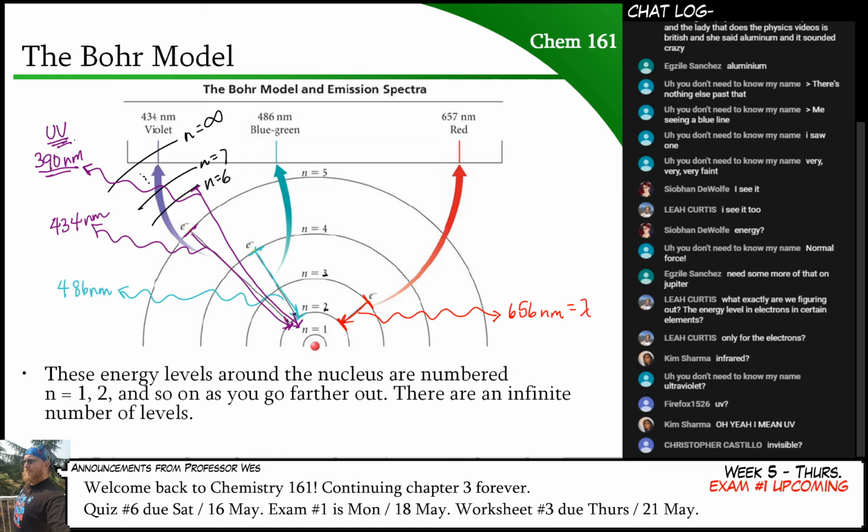So this is the reason we're only seeing certain transitions. There are tons of transitions. I don't have to end at 2. I could end at 1. I could end at 4. I could do any of these transitions that I want to.